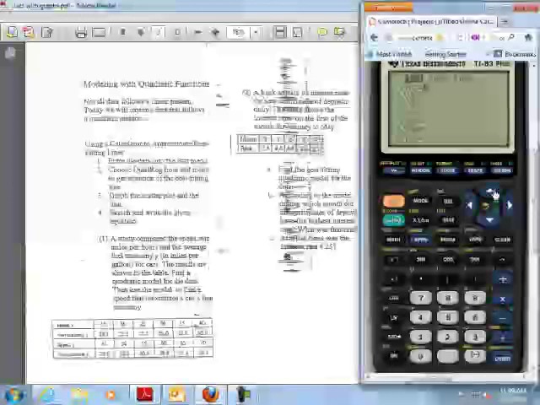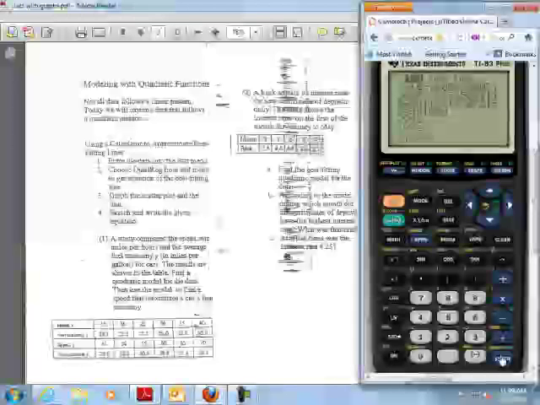Another option, and it does give you which buttons to push to do this in your packet, is to press VARS, which is next to the clear button. Choose statistics, since that's what we're doing. Over to EQ for equation and hit enter, and it types it all in there for me.